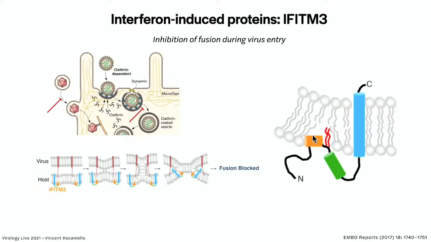So here is a diagram of fusion. Remember, when viruses are taken up by the endocytic pathway, eventually the vesicles that form have to pinch off from the plasma membrane. That's a form of fusion that's blocked by IFITM3. And then the virus endosome fusion is also blocked. And the mechanism is shown here. Here's a viral membrane and a host cell membrane. And remember, the fusion proteins in the virus insert into the host cell membrane. They undergo conformational changes. They cause fusion of the outer bilayer. But because IFITM3 is deforming the inner bilayer here, it can't undergo that second fusion step. So fusion is blocked essentially by this protein deforming the membrane. Quite a clever inhibitor.